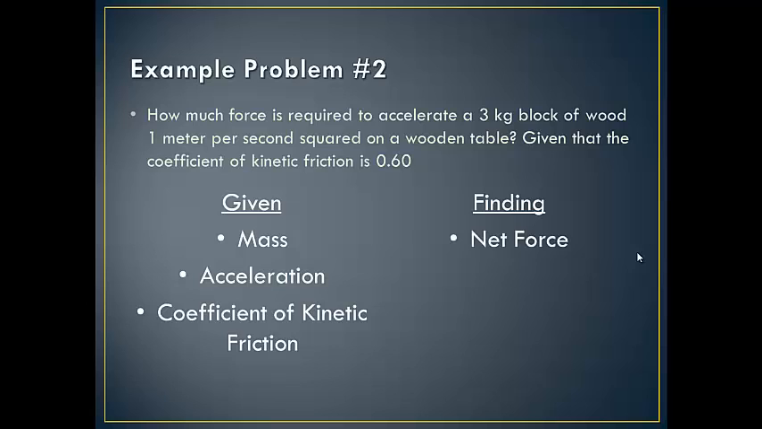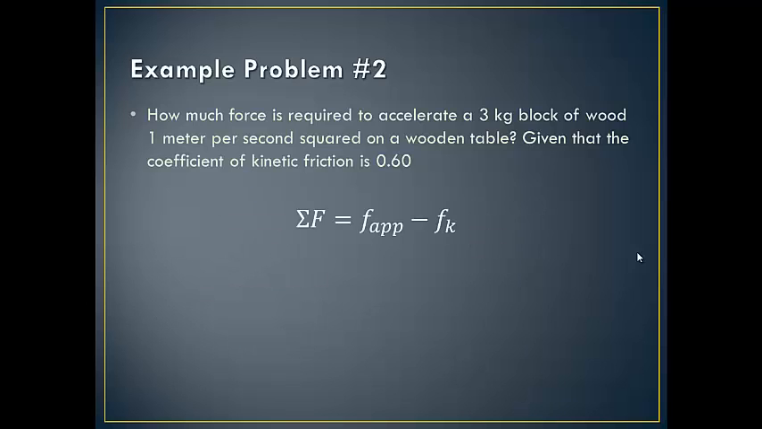Now we know that sigma F, or F net, is equal to F applied minus frictional force. If we rearrange that equation, we find that net force plus kinetic friction is equal to F applied, and that's what we are finding. Now, kinetic friction is broken down into mu k multiplied by mass times gravity, which is mg.